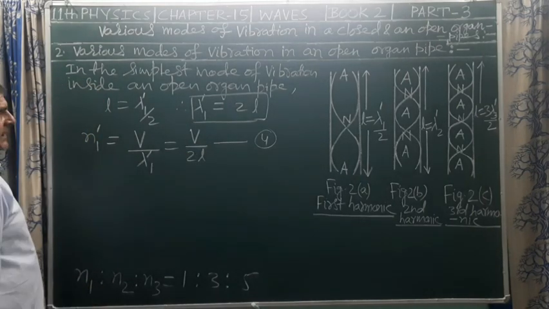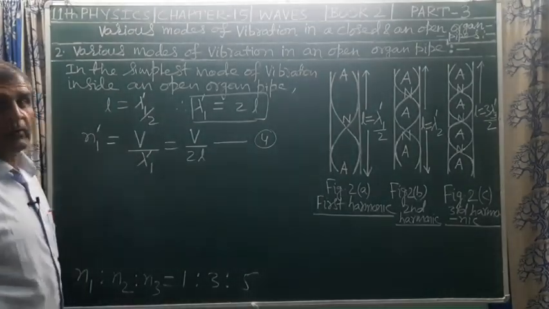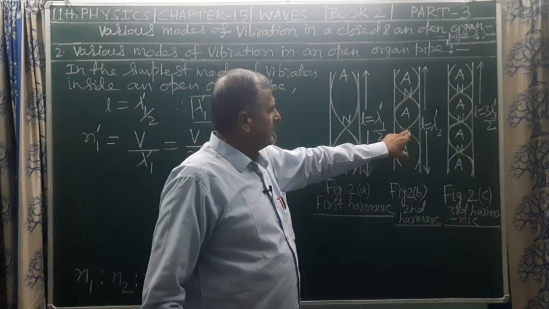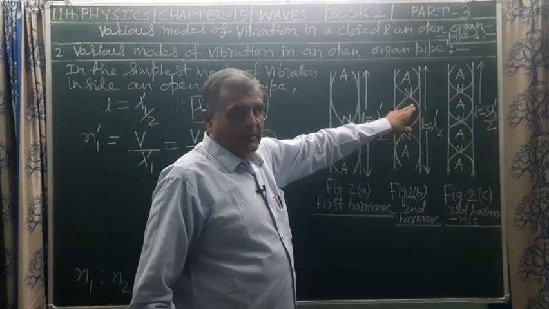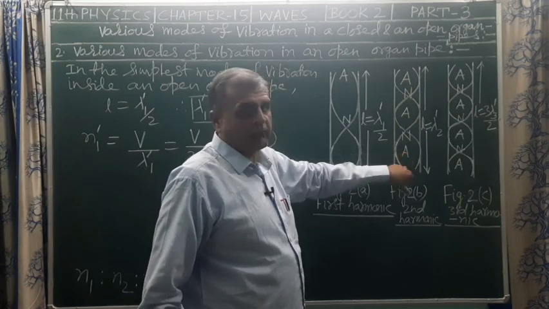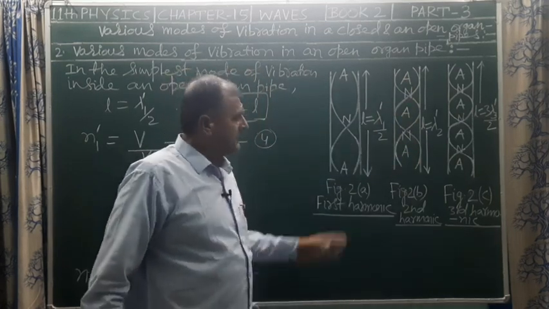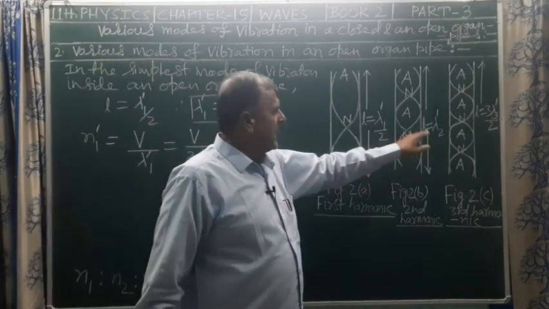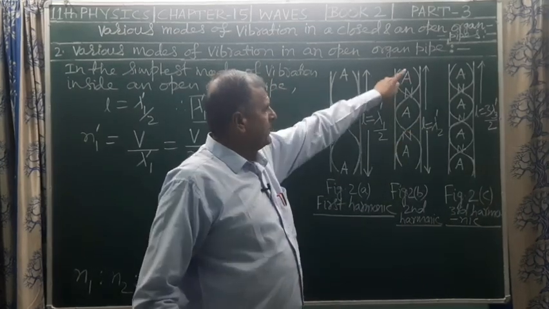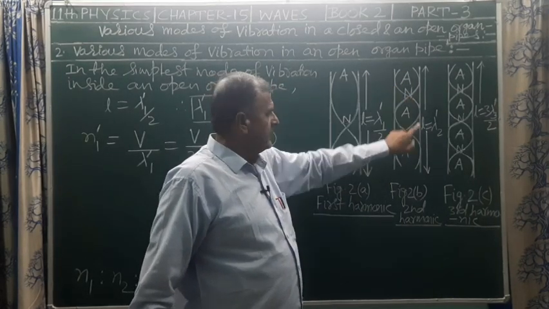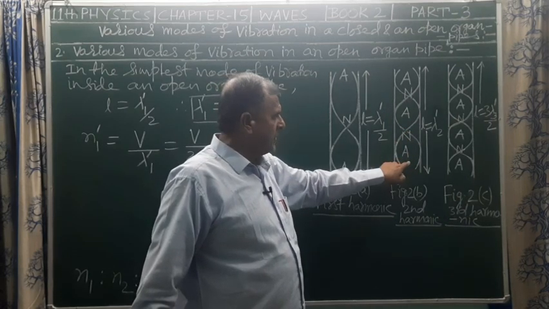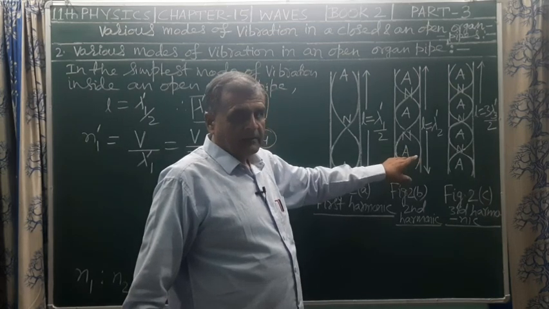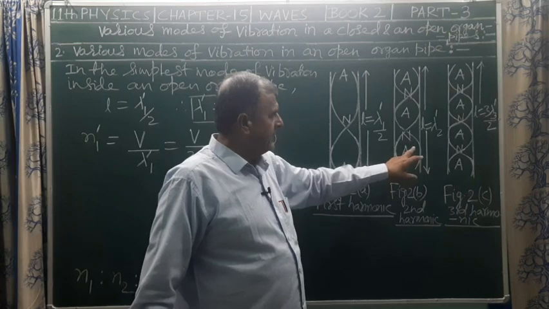Now in the second mode of vibration in an open organ pipe, two nodes are formed inside the open organ pipe while three antinodes are formed. So the length of the tube in this case, that is in the second mode of vibration, is λ2'. The distance between an antinode and a node is λ2'/4. Again, the distance between a node and an antinode near the first open end of the tube is again λ2'/4.